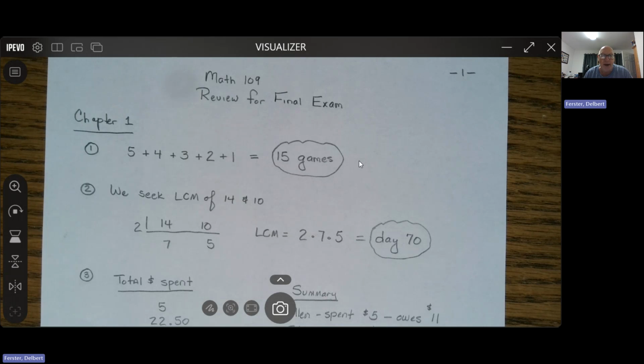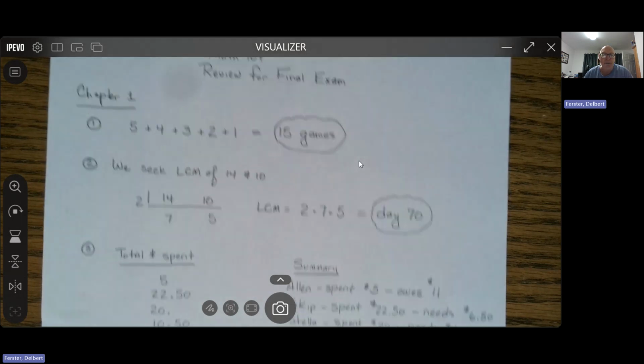Problem 2, Fred and Barney. Now, we're finding the least common multiple here, so I busted out the old ladder method that we looked at in Unit 5, and my values are 14 and 10, so I realized the 2 goes in, and that's how the 7 and the 5 got there. To find the least common multiple, we'll multiply the 2 times the 7 times the 5, and we'll find that both Fred and Barney will visit the quarry on day 70.